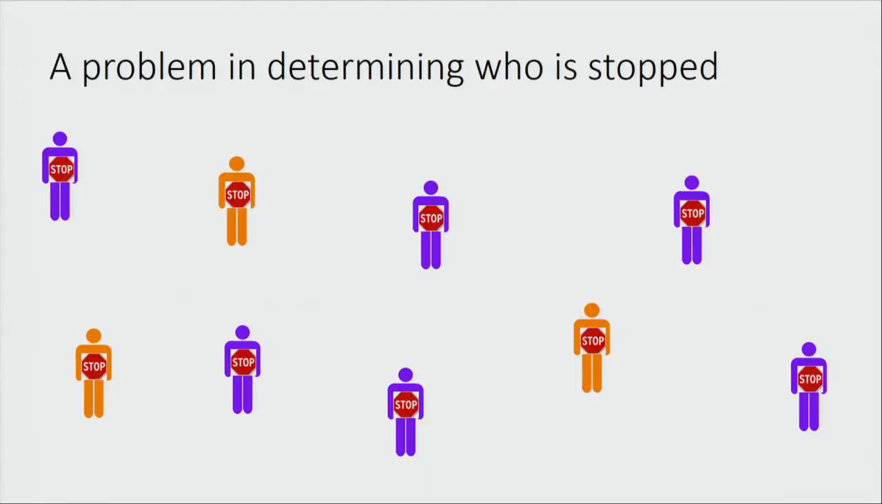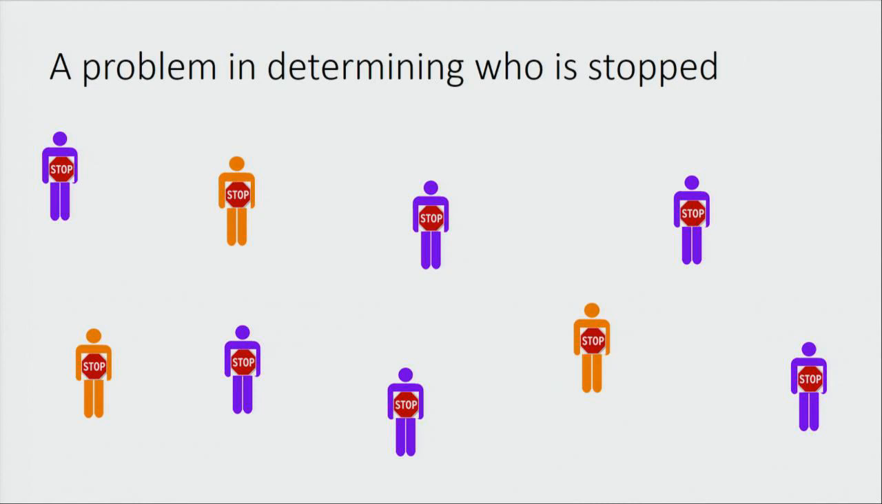So we wanted to look at the stop and frisk data, and we can count how many people of each race are stopped, but we figured that wouldn't be so representative of the big picture, because we could have a situation like this. Let's say here are the people who are being stopped by the police. It looks like the purple people are twice as likely to be stopped as the orange people.